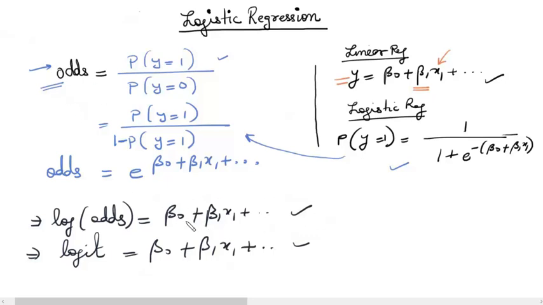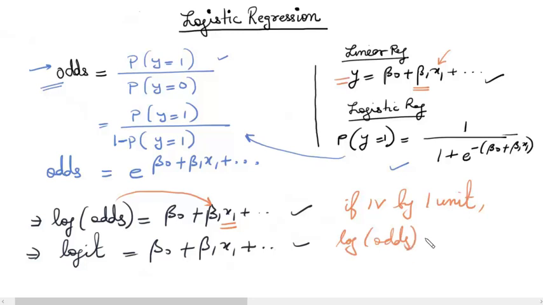What's the interpretation of a logistic regression in terms of odds? If we increase our independent variable by 1 unit, the log of odds increases by beta 1 units. The probability doesn't increase directly, but the log of odds increases by beta 1 units. So in logistic regression, if we increase the independent variable by 1 unit, log of odds increases by beta 1 units.